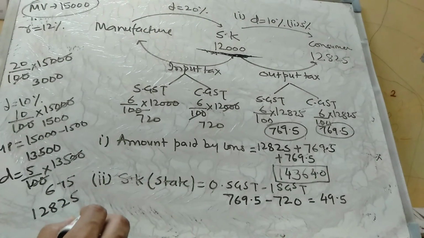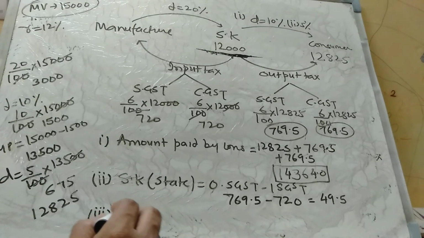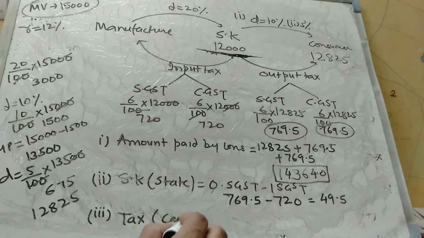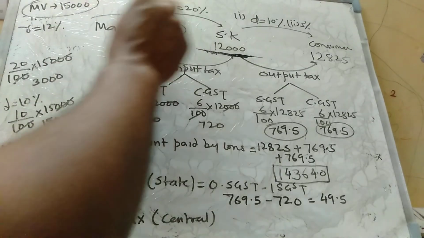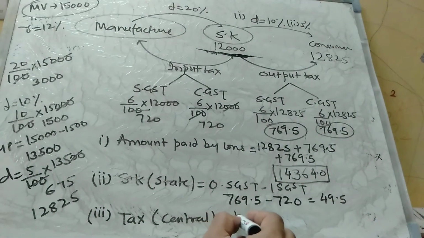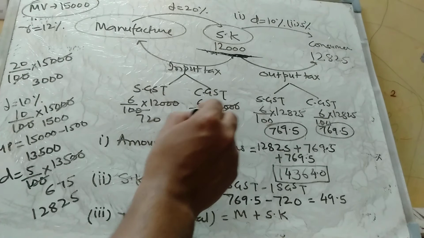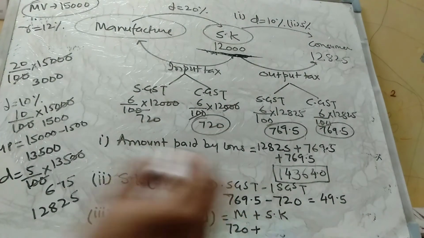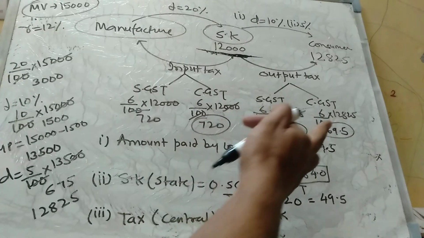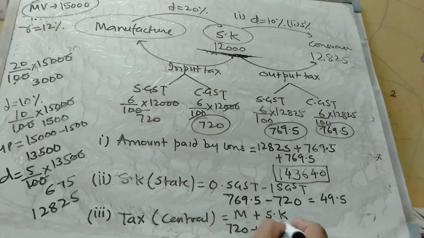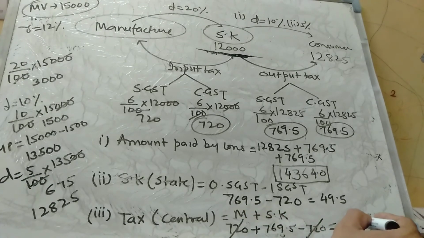In the third part, we have to find out the tax received by the central government. Central will receive tax from these two, manufacturer and shopkeeper. The manufacturer will pay 720 rupees as central tax, and the shopkeeper will pay the difference, output CGST minus input CGST. So finally the total tax received by the central government is 769.5.